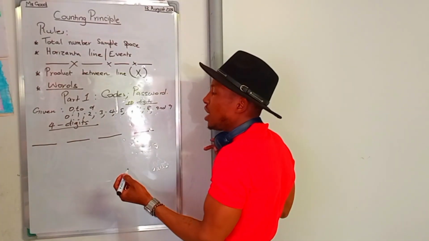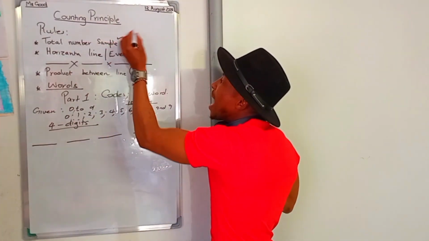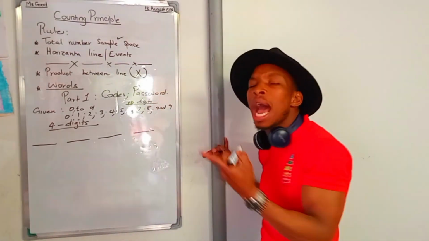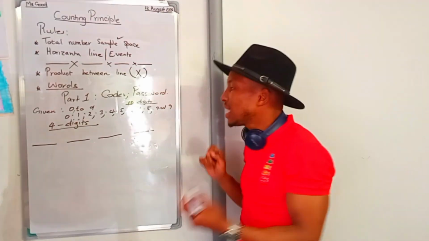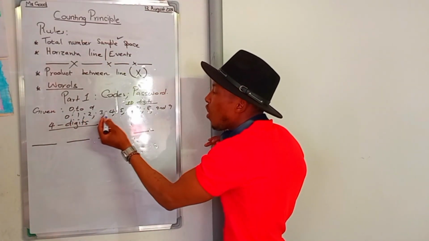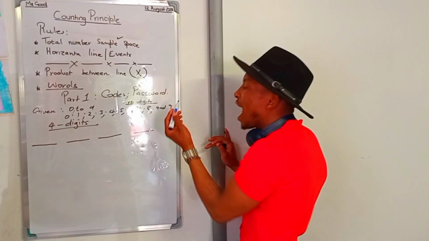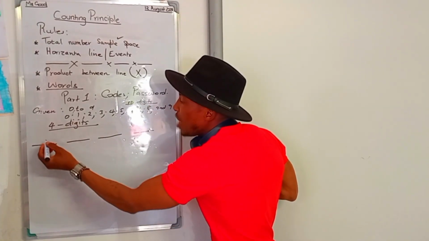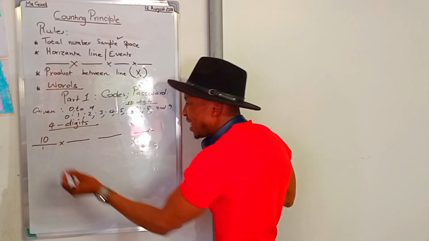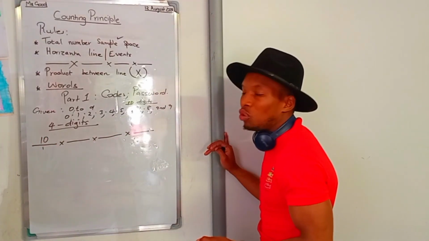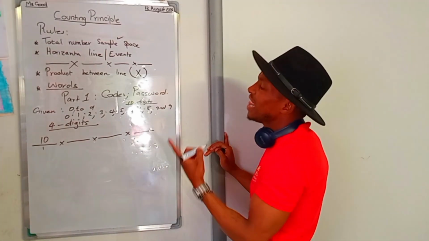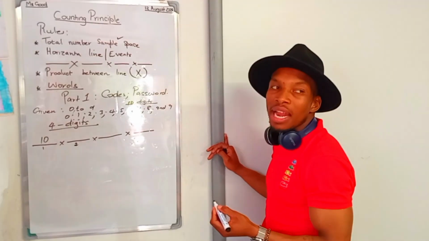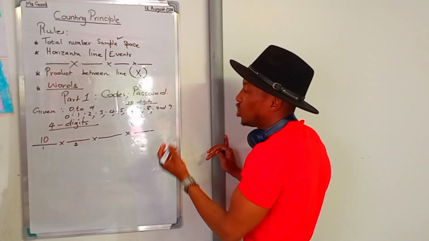Then we find the total number of the sample space, how many numbers we are choosing from. Let's count: 1, 2, 3, 4, 5, 6, 7, 8, 9, 10. We have 10 numbers that we are choosing from for event 1. Then we write 10, and put a multiplication sign between the horizontal lines. Then on event 2, you are choosing the second digit. How many numbers are you going to choose from?